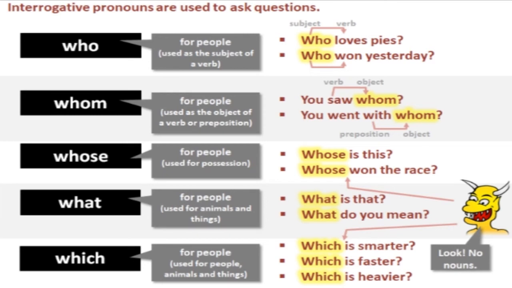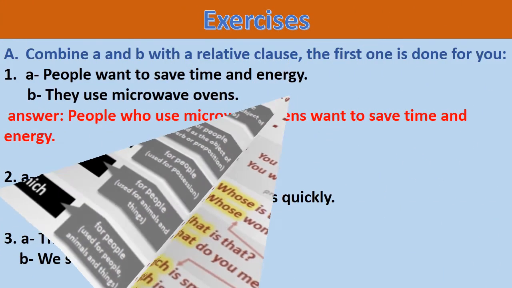What is used for animals and things. What is that? What do you mean? Which is used for people, animals and things. Which is smarter, which is faster, which is heavier. Okay, so the difference is when I use who, whom, whose and which for asking a question, it is an interrogative pronoun. In a simple sentence, it is a relative pronoun.